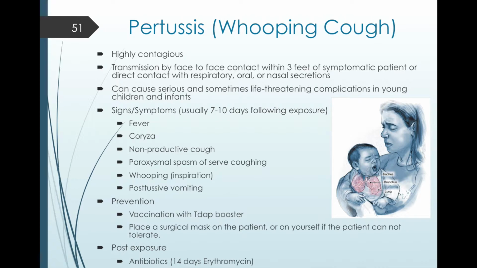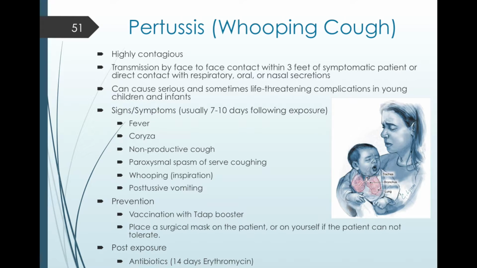Droplet. The first one is pertussis or whooping cough. This is highly contagious and transmission is face-to-face contact within 3 feet of someone who is symptomatic. It can cause serious and sometimes life-threatening complications in young children and infants. Signs and symptoms usually appear within 7 to 10 days of the initial exposure, and they include items listed below, such as fever, that classic whooping on inspiration, and spasms as a result of severe coughing. Prevention for this includes a vaccination, a booster vaccine for adults, and placing a surgical mask on the patient or on yourself if the patient cannot tolerate.